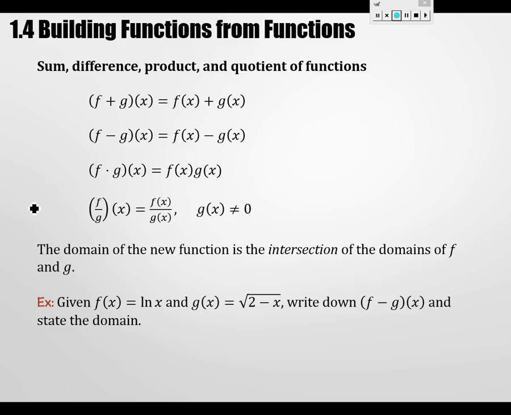So when I come to this example down here, the interesting part to me is not the algebra of writing down what f minus g is, right? Clearly, f minus g for this example is ln x minus root 2 minus x, and really there's no simplification to do. The more interesting question for me is this conversation today, right here. What's the domain of that? Let's have a slightly more nuanced conversation.